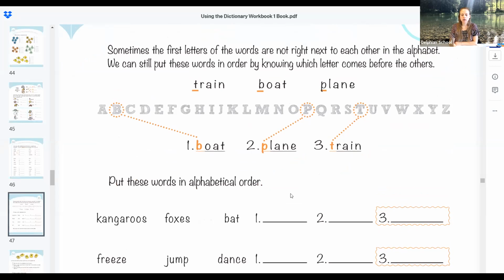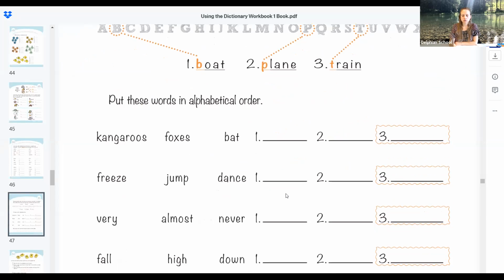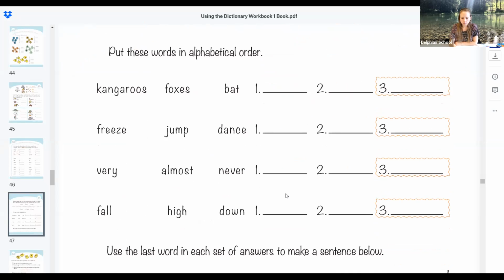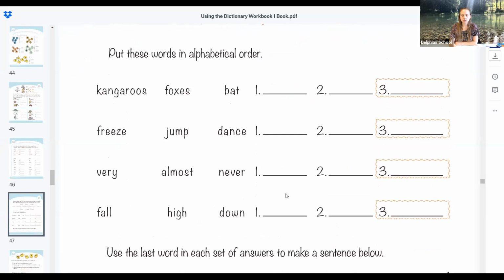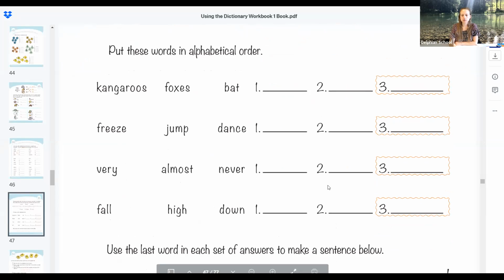Looks like we've got some sort of message here because they've circled some of them. Oh yeah, we're gonna make the last word in each set of answers into a sentence below. So let's figure out what that says. Okay, good. So we've got kangaroos. And then what's the next one? What's the last word of the next one?